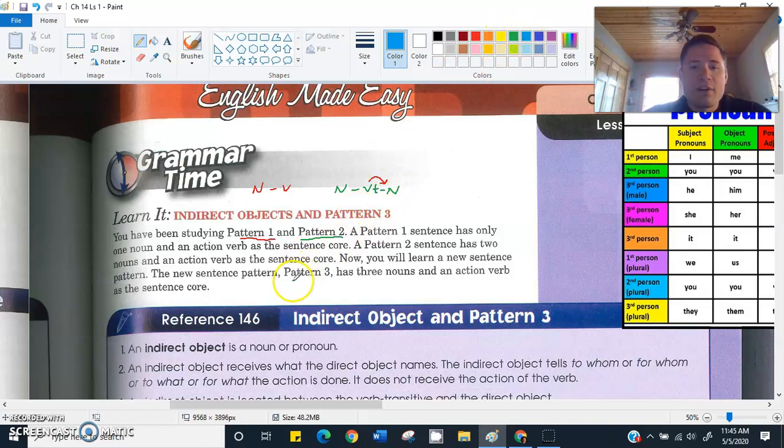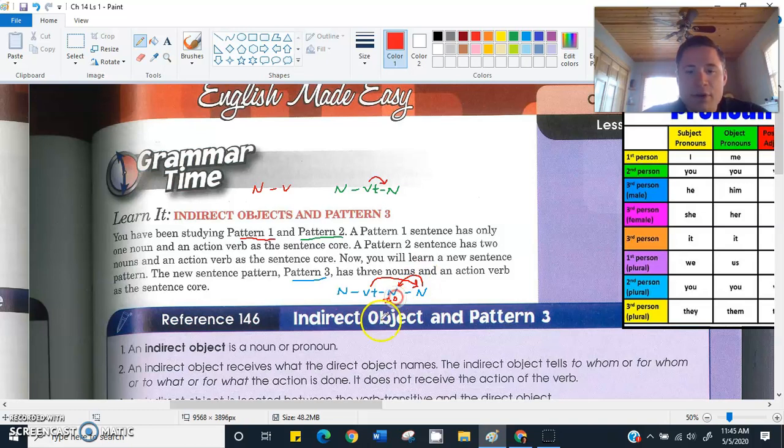Now we have what's called the pattern 3 sentence, which gets even more nouns in there. Noun, verb, noun, noun. How does that work? We've got our verb transitive, sending action to the direct object, which then sends action to the indirect object.